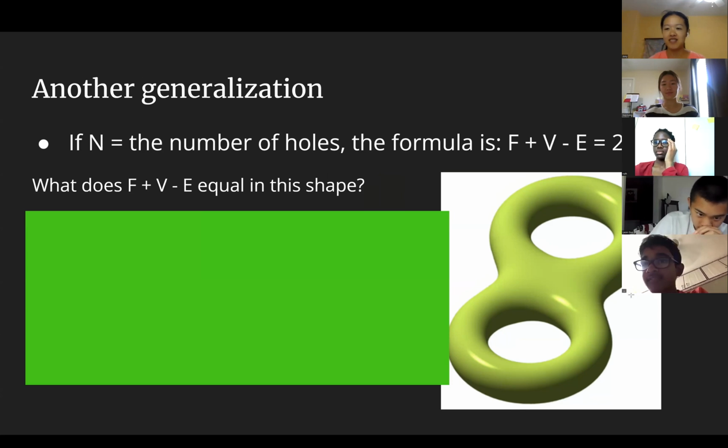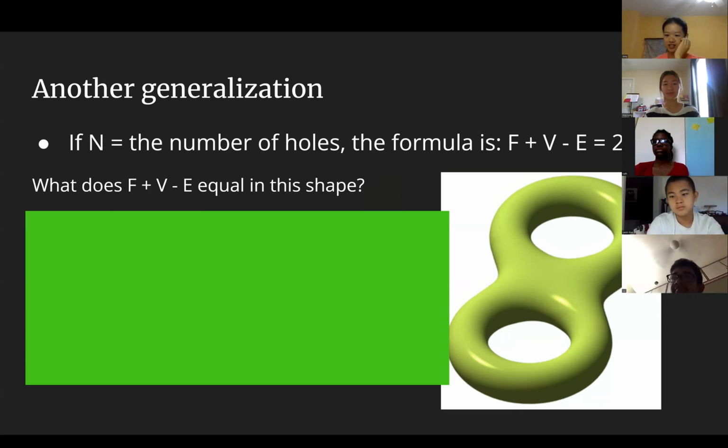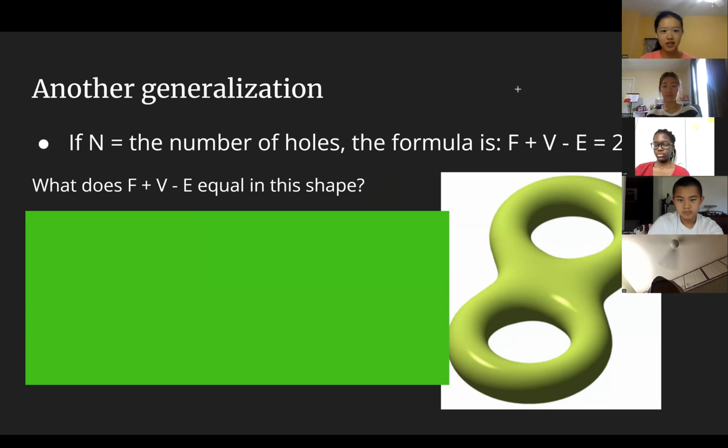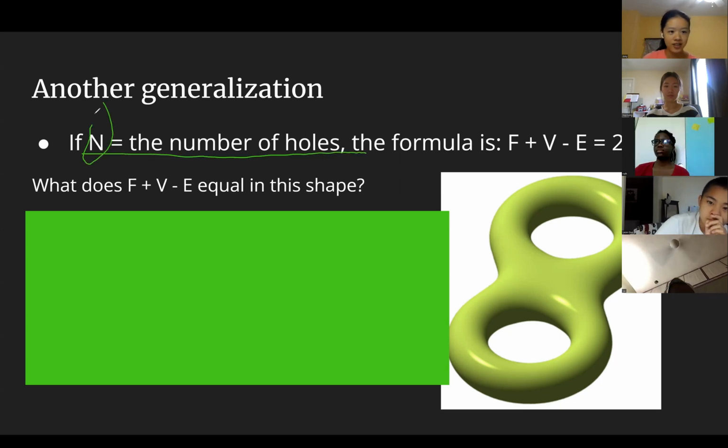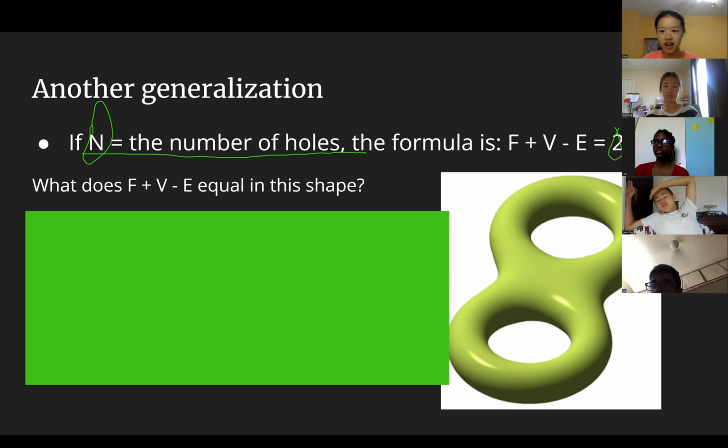Okay, so far we talked about if a shape has 0 holes and if a shape has 1 hole. But what if a shape has more than that number of holes? Like what if it has 2 holes or 3 holes? In that case, we can write an even more general statement. You can calculate the Euler's characteristic of a shape based on how many holes it has. If the number of holes is called n, then the formula would be f plus v minus e equals 2 minus 2n.